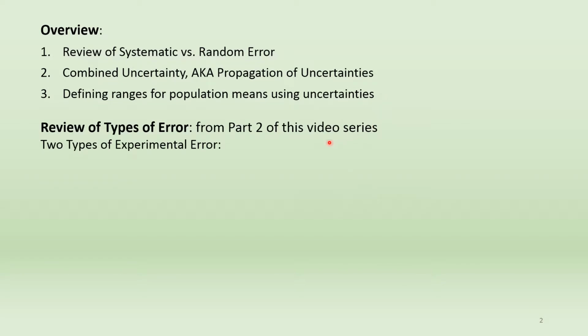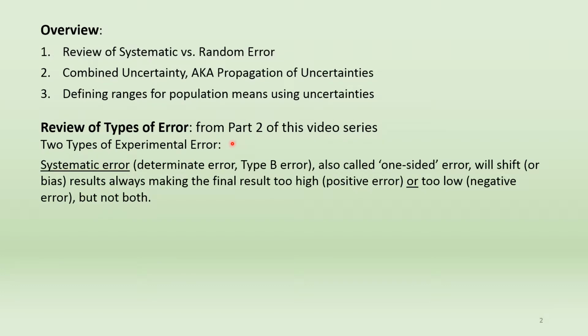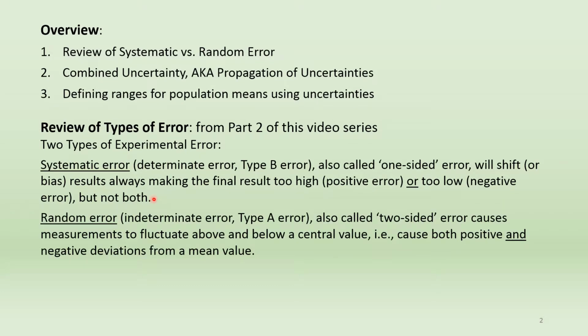So by way of review, from part 2 in the video series, we explained the difference between two types of experimental error. Again, systematic error, called determinate error or type B error, also called one-sided error, will shift or bias results, making the final result too high or too low, but not both. The other kind of experimental error is called random error, also known as indeterminate error, type A error, also called two-sided error, and it causes measurements to fluctuate above and below a central value, and it causes both positive and negative deviations from the mean value to occur.